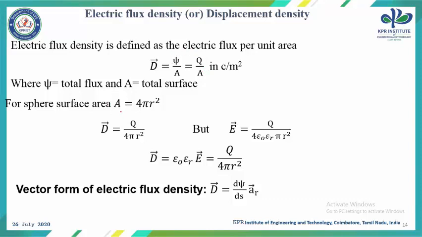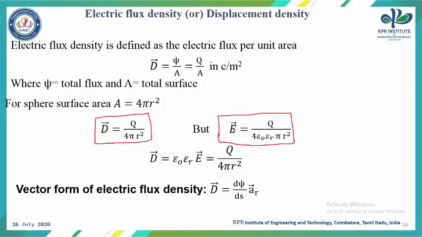Now for the sphere, the area is 4 pi r squared. Therefore D is equal to Q divided by 4 pi r squared. Now you know the basic formula for E equal to Q divided by 4 pi epsilon naught epsilon r into r squared. This is the formula for E. This is the formula for D.